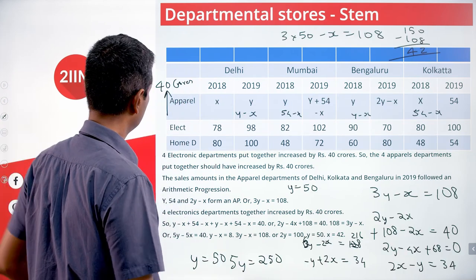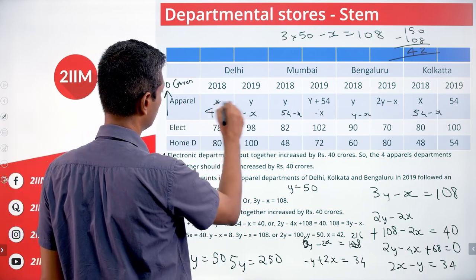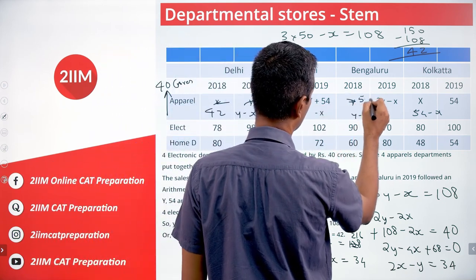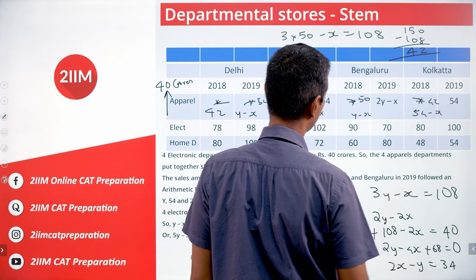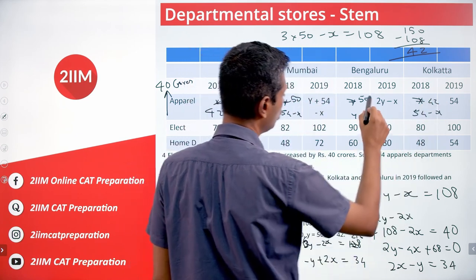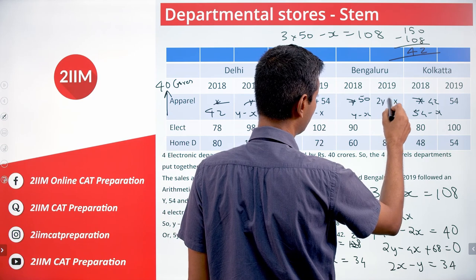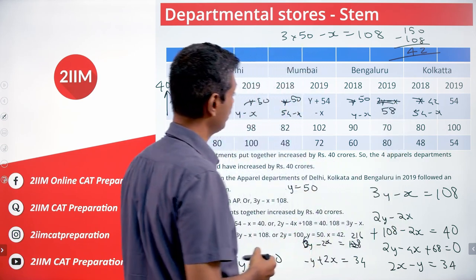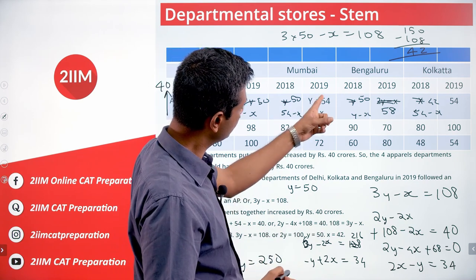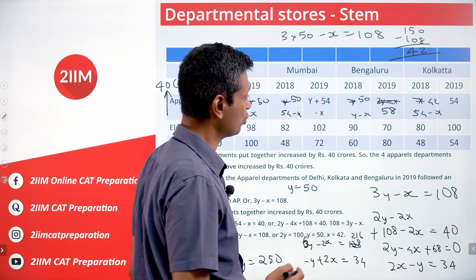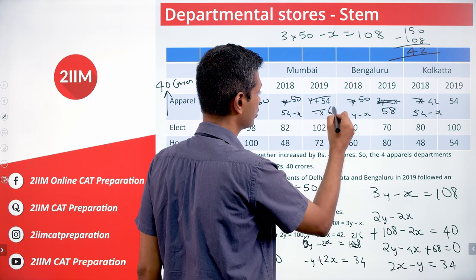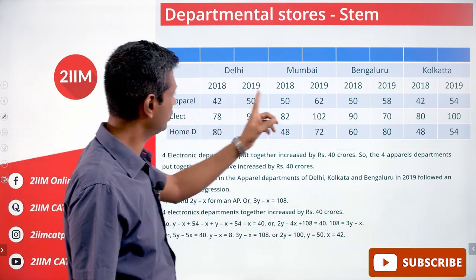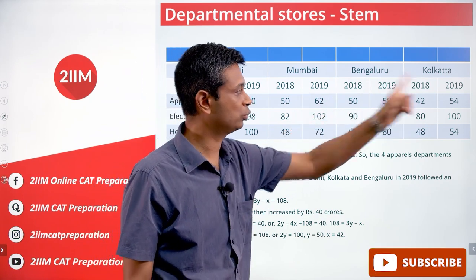So we fill everything in. This is x, 42. This is y, 50. This is y, 50. This is y, 50. This is x, 42. 2y minus x, 2 into 50, 100 minus 42, 58. y plus 54 minus x, 50 plus 54 minus 42. 54 minus 42 is 12. 50 plus 12 is 62. Fill everything in: 42, 50, 50, 62, 50, 58, 42, 54.